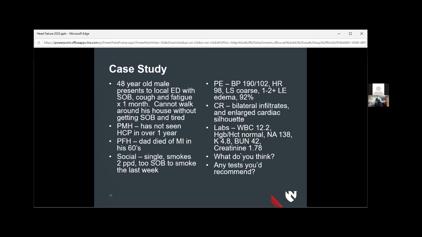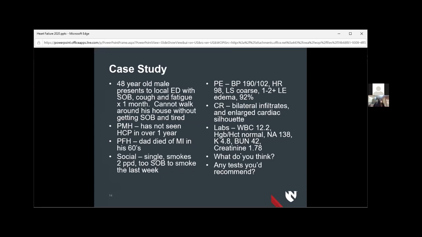He doesn't have any past medical history, and he hasn't seen a primary care in over a year because he's a 48-year-old man and doesn't feel like he needs to see the doctor. His dad died of a heart attack in his 60s. Social, he's single. He smokes 2 packs a day, but for the last week or so, he's been too short of breath to go outside to smoke, which to me is a telltale sign that this patient's not doing well and is in trouble.